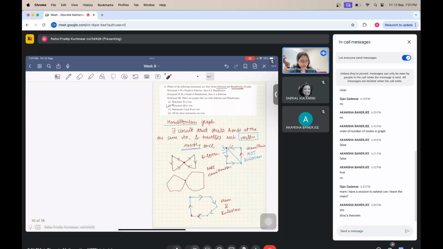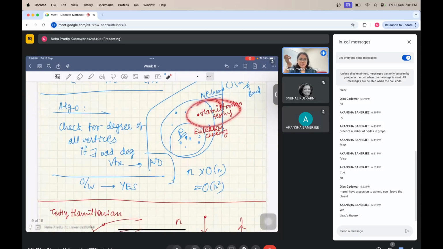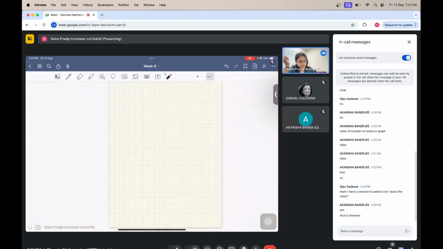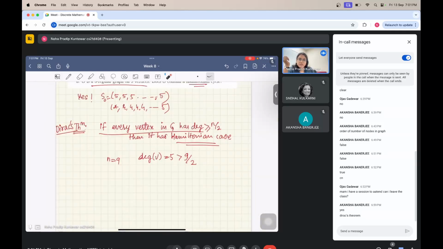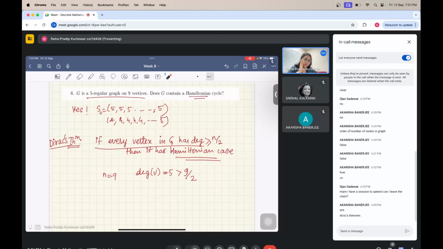Now the question I want to ask you is, we just said that this problem is hard, right? We said we don't know anything better than this 2 to the n, something like exponential. And why can't we just use this Dirac's theorem and get a better algorithm? What is the problem with that?